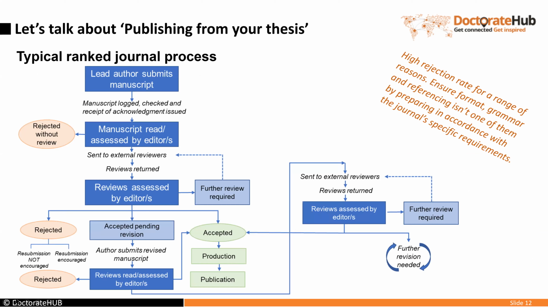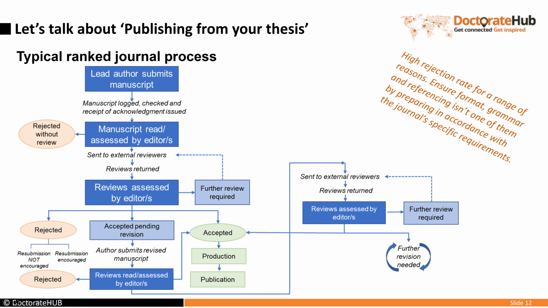So for a typical ranked journal article, here's a bit of the process. It gets quite convoluted. For example, the lead author who's going to submit is the reference person with the journal, so the journal tends to deal with one author. It could be the lead author, or the person they consider the lead, not necessarily the one on the ranking listing, but the person they deal with. That person would put the manuscript in, it gets logged, a receipt of acknowledgement is issued, and that all comes through emails. The manuscript is then read and assessed by the editor or editors, and they have a choice.